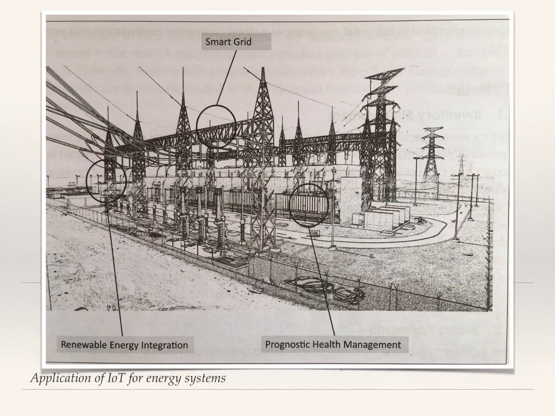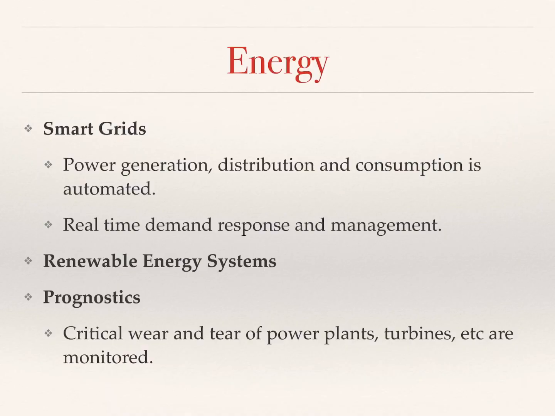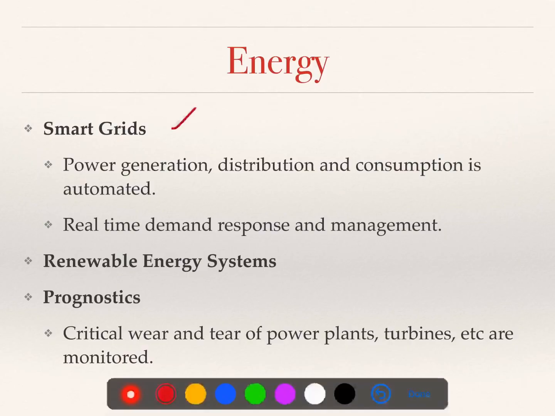So next thing is energy systems. Energy systems mainly cover smart grids, renewable energy systems and prognostics. That's how IoT is used here. Smart grids distribute power, generate power, and the consumption is automated. So the entire power distribution, generation and consumption will be automated.